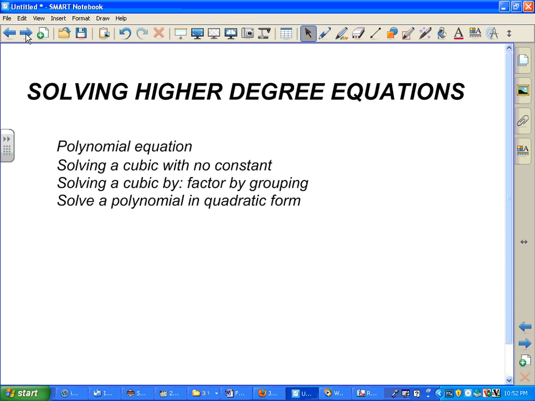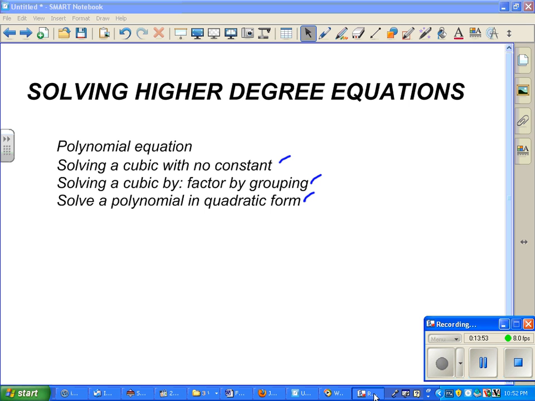Hopefully, all this was review with how we solved all of these. Cubic with no constant, factor out an x, factor by grouping, and factor in quadratic form. We're going to work a ton of examples in class. You may need to rewatch this just because I went through some of the algebra kind of fast to grasp what we're doing. But hopefully this is review. I know you've seen all this in Algebra 2, so hopefully this isn't too much of a stretch to wrap your mind around this again.